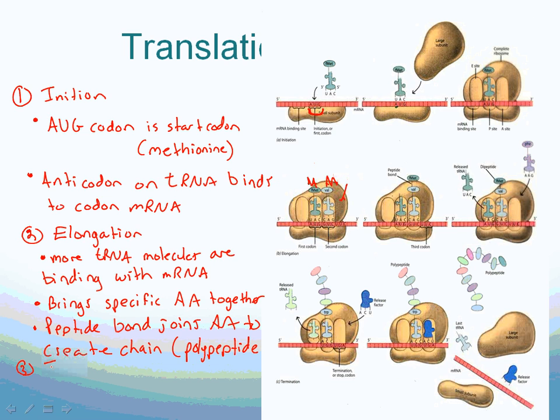And the last step is termination, and hopefully I have enough room here. Let's just go to the next page. Termination is just like we had a start codon, we have a stop codon. So stop codon. In this situation, they use the UGA. So tRNA comes, it binds to it, but the tRNA for that codon doesn't have an amino acid attached. So no amino acid for a stop codon. All it does is just stop the process.